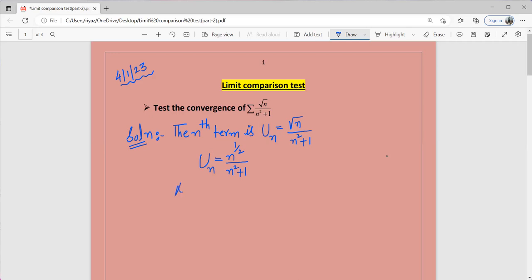Now from un we are choosing vn, and I gave you the hint how to choose it. Taking the highest power of n from the numerator, that is n power 1 by 2, and the highest power of n from the denominator, it is n power 2. Simplifying this, 1 by 2, this 2 goes to the numerator and becomes n to the power of minus 2, which can be written as n to the power of 1 by 2 minus 2. How much is it? It is minus 3 by 2.